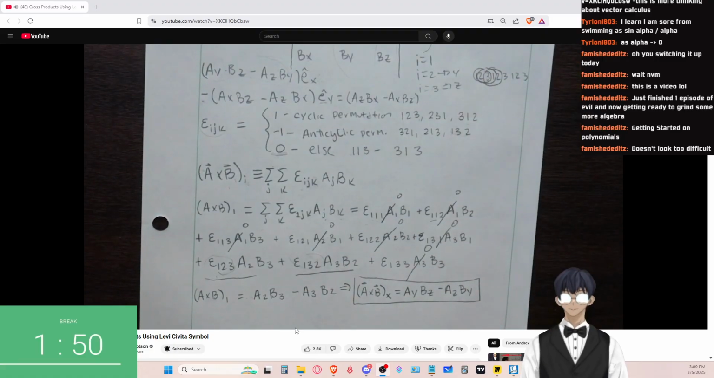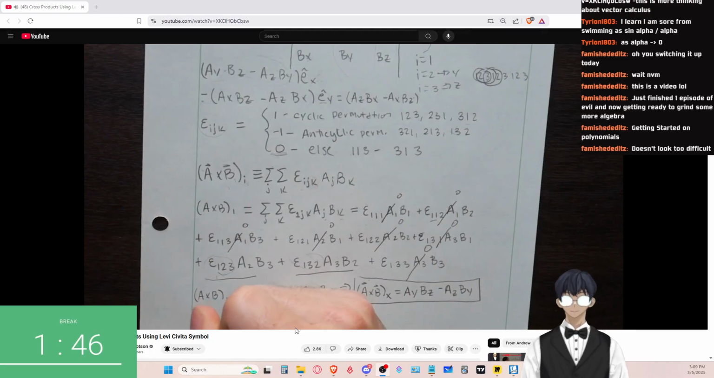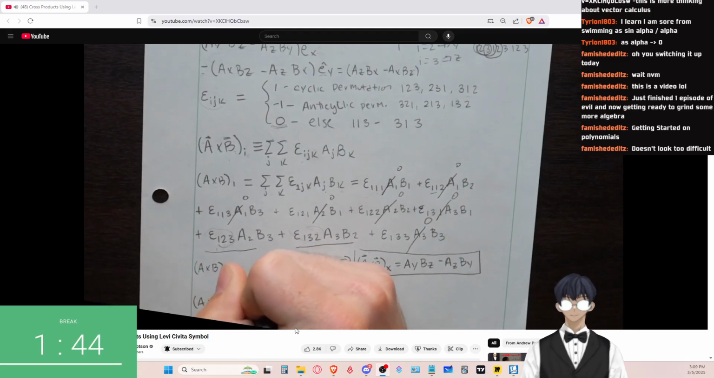Yeah, make things a bit more clear. Because I was so used to writing it the typical way that you would learn it. I didn't learn about this type of notation.